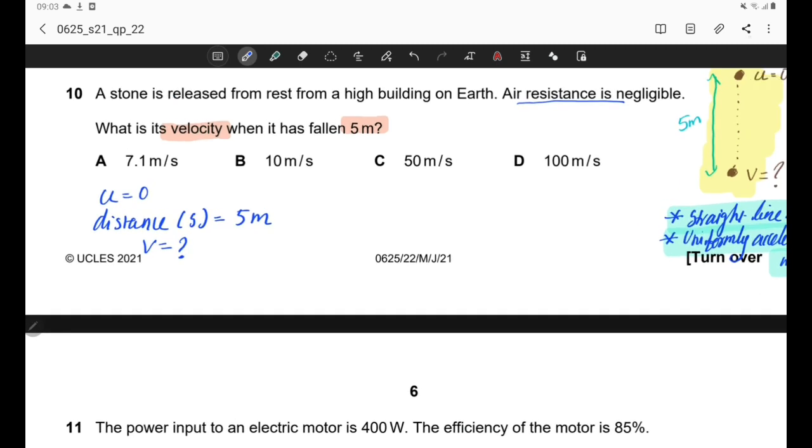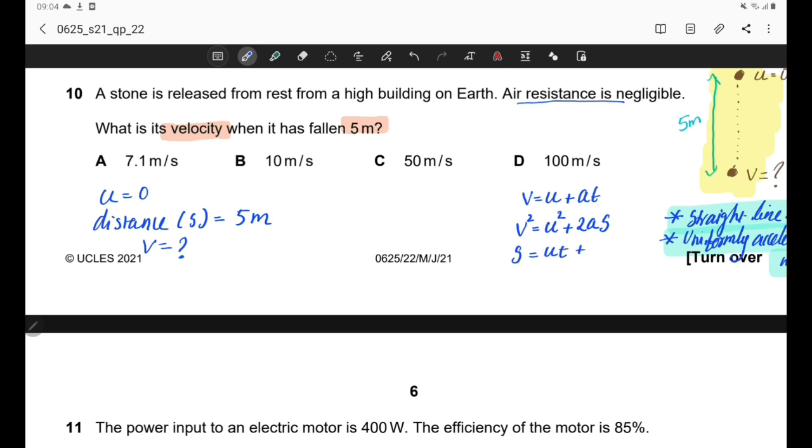The equations are: V, final velocity, is equal to initial velocity plus acceleration times time, V is equal to U plus AT. The second equation is V square, that is the square of final velocity, is equal to U square, the square of initial velocity, plus 2 times acceleration times the distance traveled by the object, which is represented by S. And the final equation is S, the distance traveled by the object, is equal to initial velocity times time plus half times acceleration times square of the time.